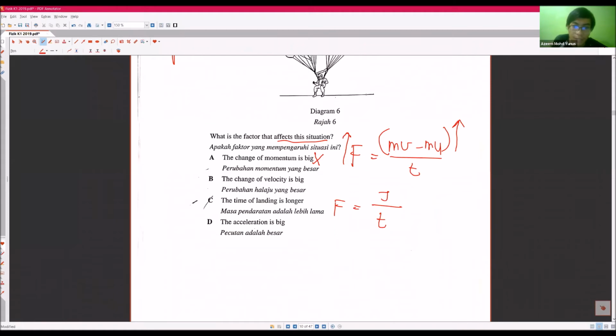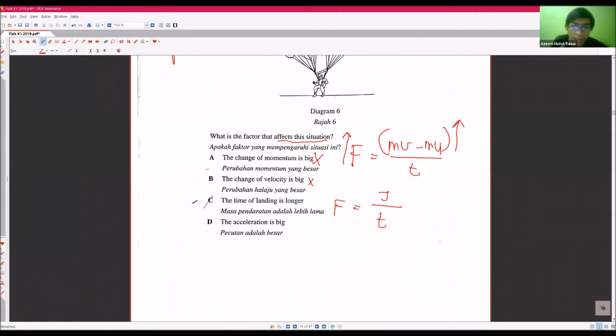The change of velocity is big. So this is the same meaning as the change of momentum. So wrong, because v and u is the change of velocity. So we can factorize mass, so it becomes v minus u over t. So this is the change of velocity. It's still the same. It's directly proportional.